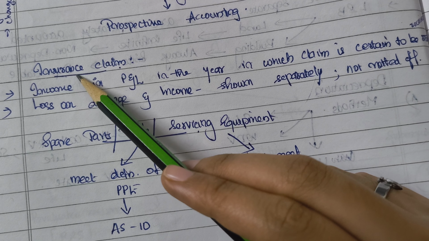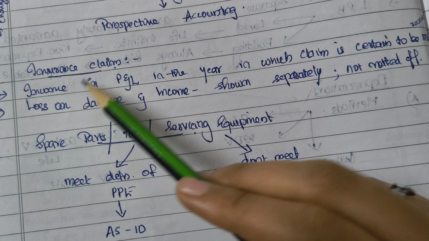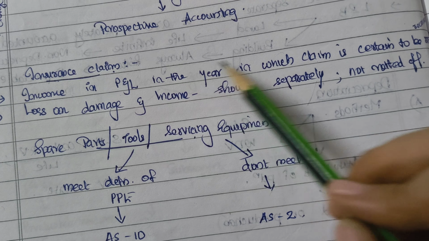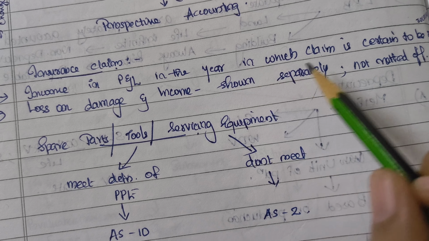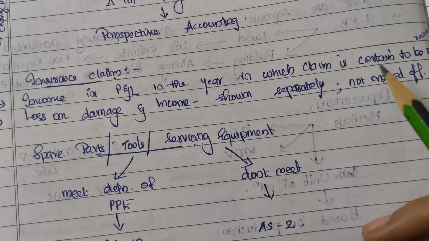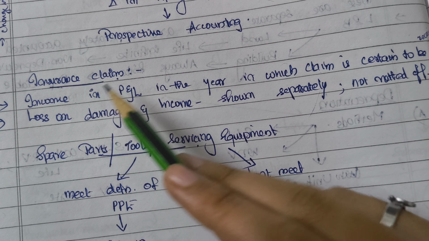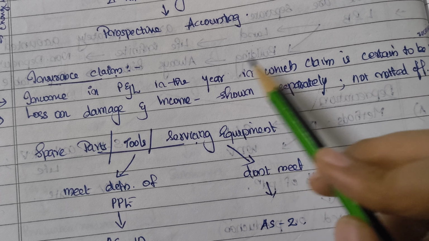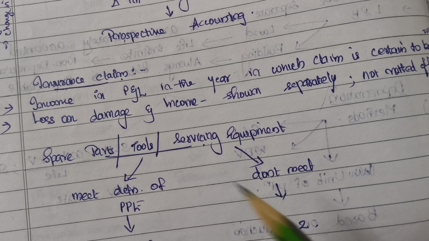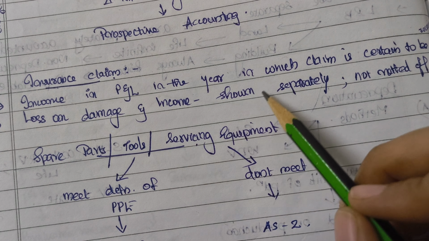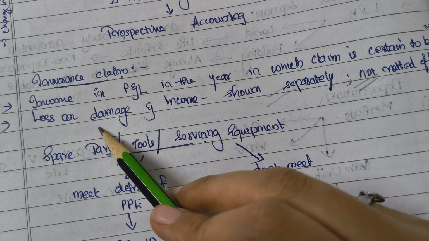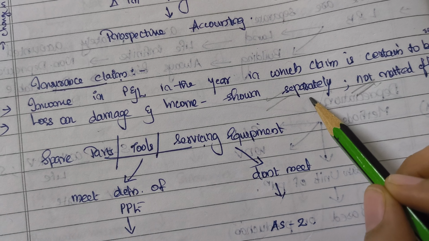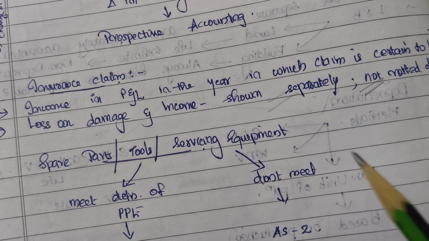Income, we will recognize it as income in the P&L in the year in which the claim is certain to be received. The insurance claim, we will recognize it only when it is certain to be received. Loss on damage and the income should be shown separately, and it should not be netted off.